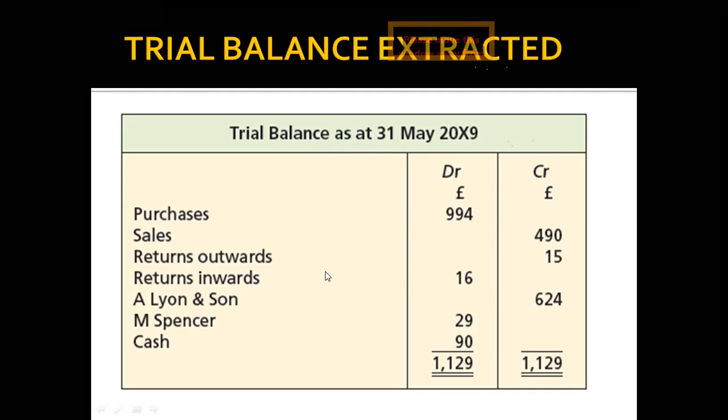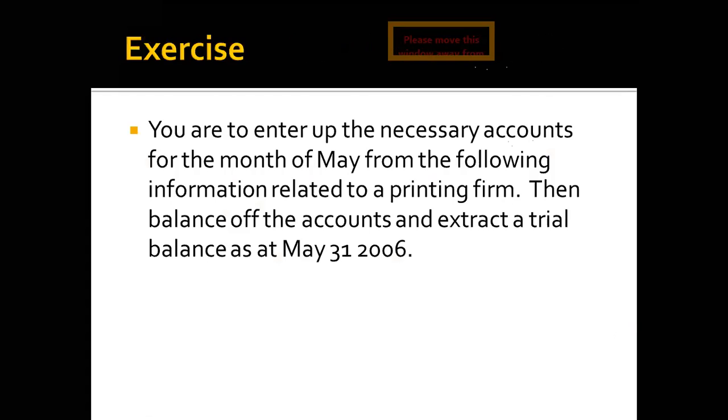Return in was at a debit balance of 16, so you place this on the debit side. A Lion and Son: you state the title of the account, and A Lion and Son is at a credit balance of 624, so you place it on the credit side. M Spencer at a debit balance of 29, and Cash at a debit balance of 90. You can add up all of them now and see if everything is correct. Pretty much right now it is balanced. If it isn't balanced, that means something is wrong with the accounting. Good?